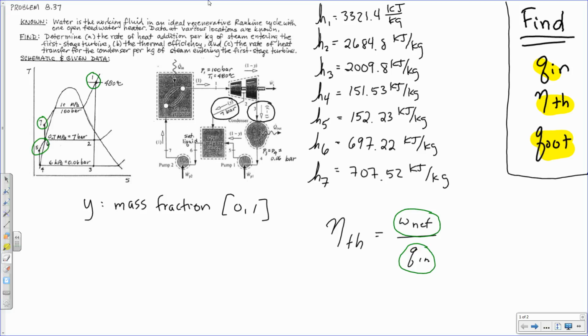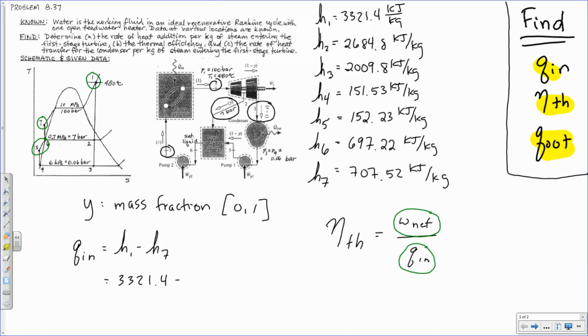So we'll see that in just a little bit. So the first thing we want to find is simply Q in. And as I just said, Q in always only occurs in our steam generator, between states 7 and 1 on our diagram, which correspond to state 7 and state 1 on our TS diagram. So Q in, we can solve for immediately by recognizing that it's the change in the enthalpies, H1 minus H7. We've already solved for the enthalpies, so we can just plug those values right in.